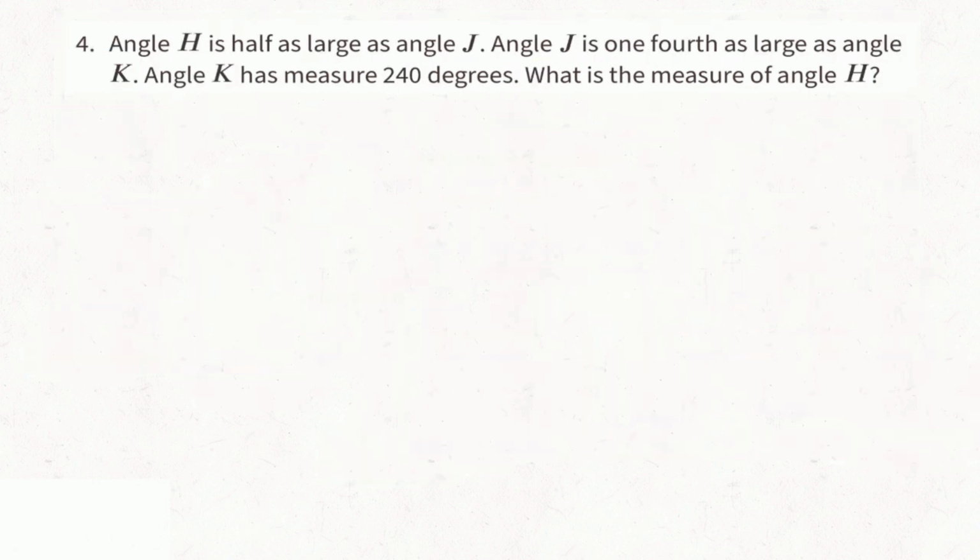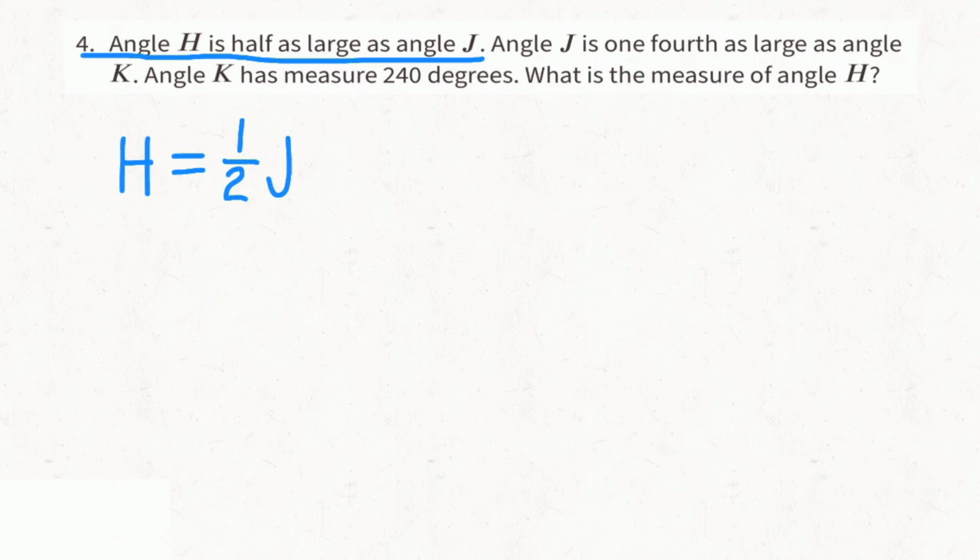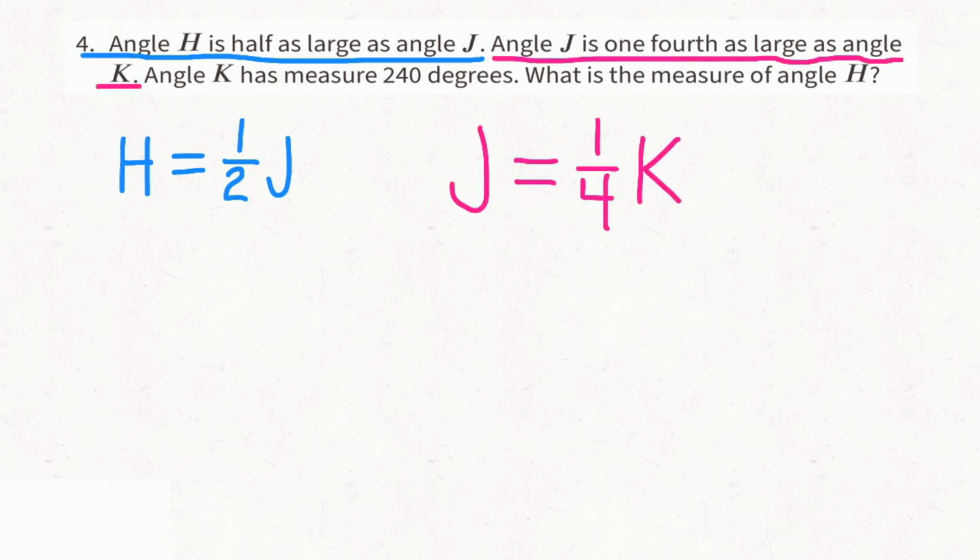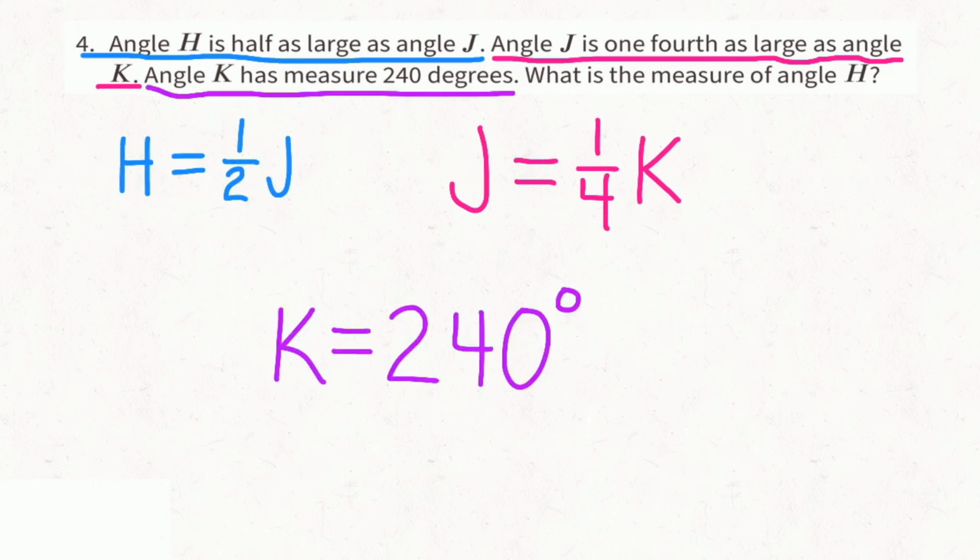Problem number 4. Angle H is half as large as angle J. Angle J is 1/4 as large as angle K. Angle K has measure 240 degrees. What is the measure of angle H?